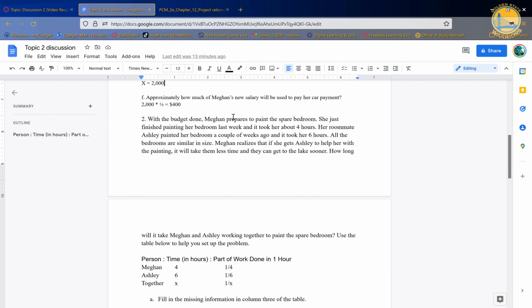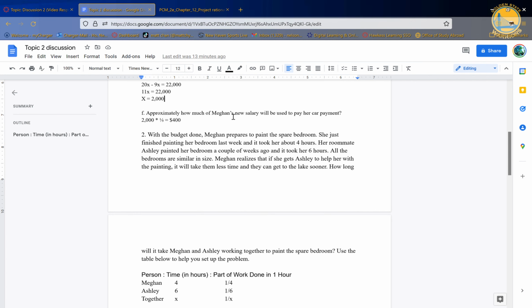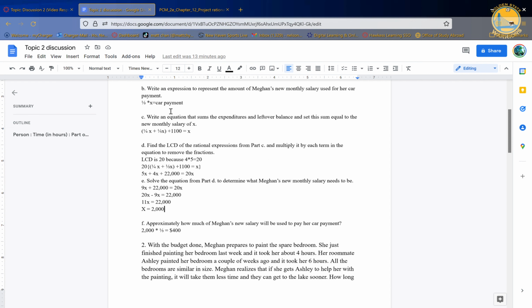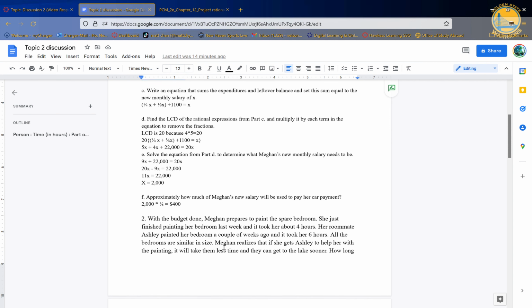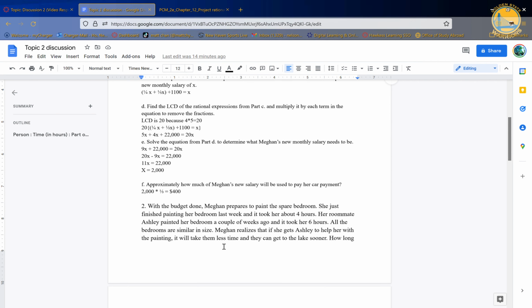Approximately how much of Megan's new salary will be used to pay for her car payments? If we know X is 2,000, and the equation from above was 1/5 times X equals car payments, then we just plug in X, which is 2,000. So 2,000 times 1/5 equals 400. So about $400 of her new salary will be used to pay for her car payments.